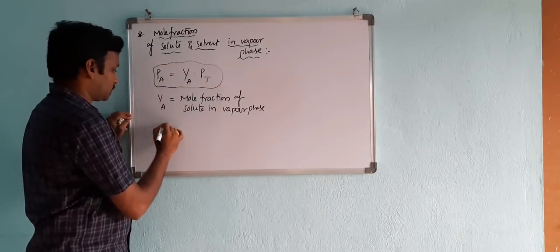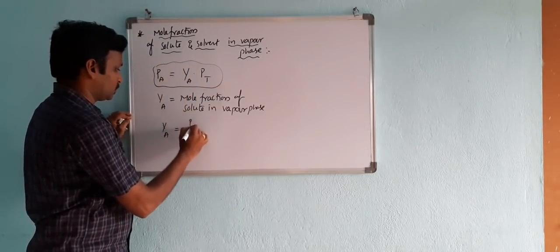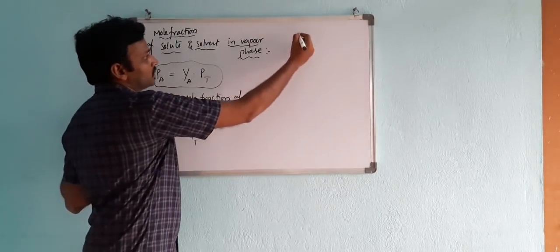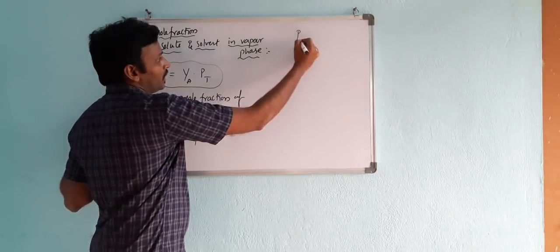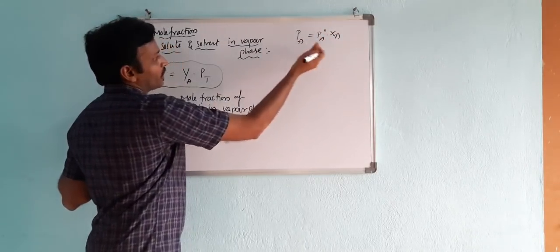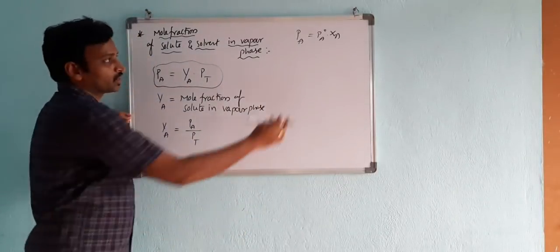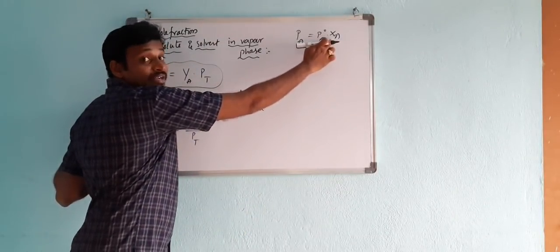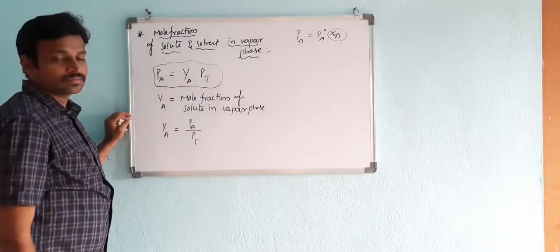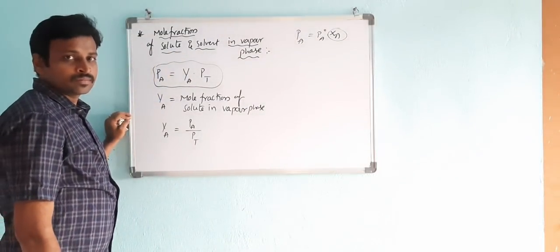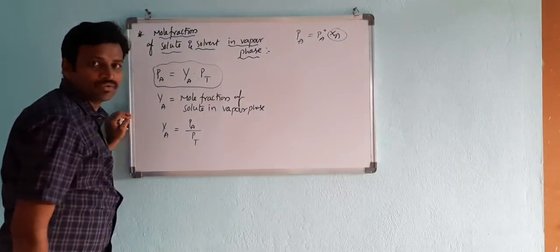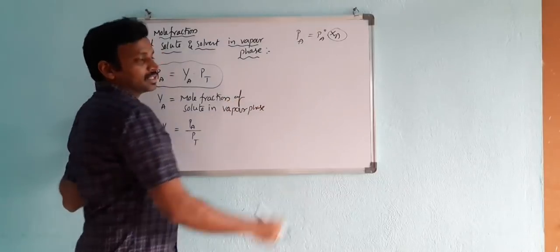How will you get this? Ya is equal to PA by P total. So why, sir, will I use this only? PA is equal to PA naught into Xia. Therefore I am getting PA by PA naught is equal to mole fraction of A. This is in liquid phase. So PA is equal to PA naught into Xia. If you use this, you will get the liquid phase.